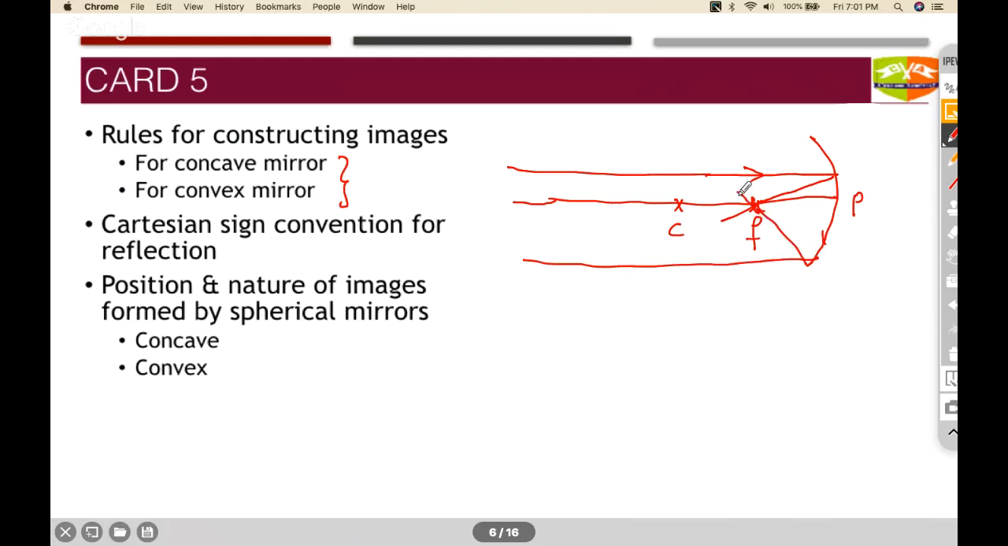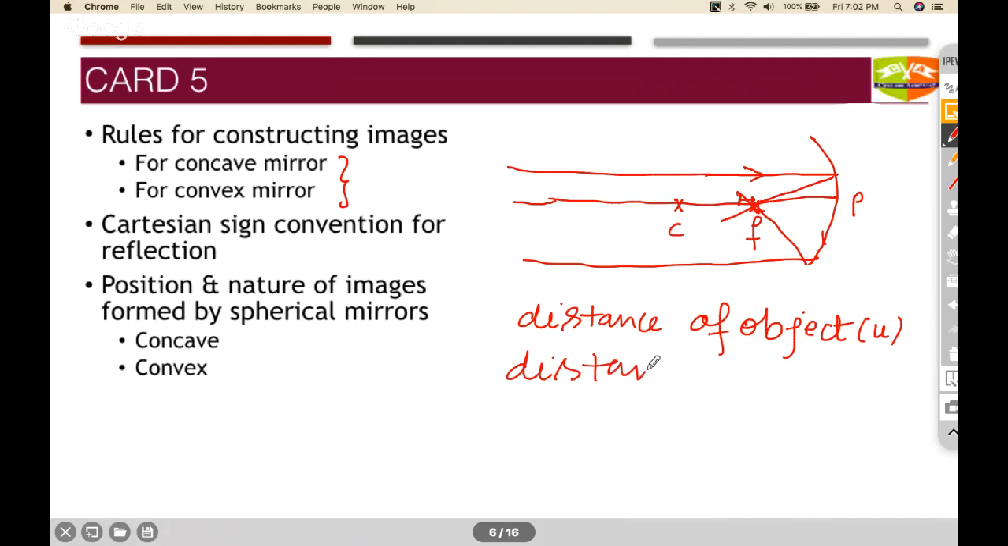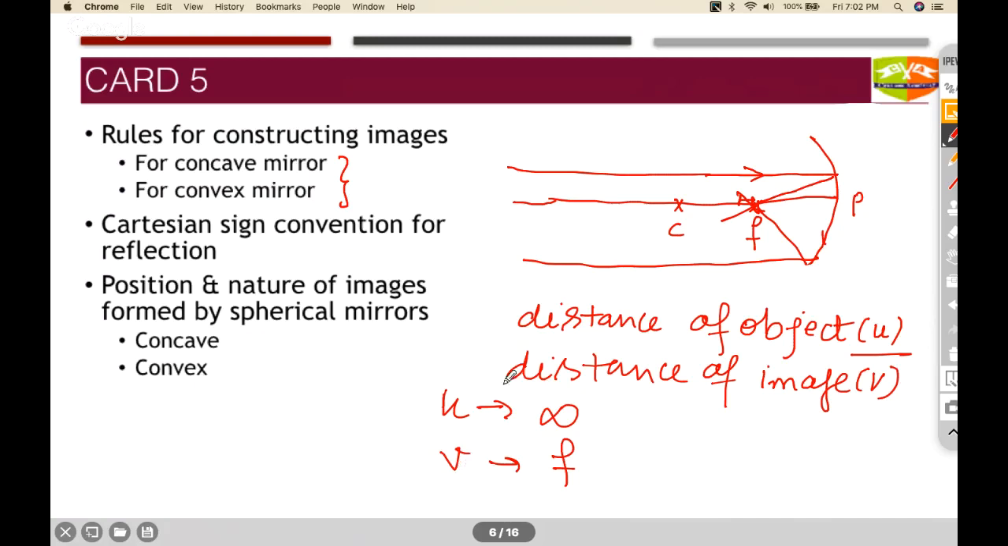Always remember, distance of object in optics is denoted by the letter u, and distance of image is denoted by the letter v. So letter u and letter v. If u is infinite, which is the case here, v would be at the focus. And as the image is getting formed only at one point, the size of the image would be infinitely small. This is called diminished in optical terminology.